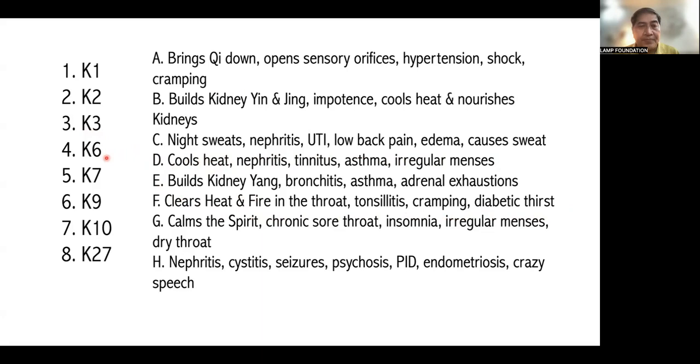Kidney 6 po is letter G. Sore throat, chronic sore throat. Comes the spirit, insomnia, irregular menses, dry throat. Okay, yes. Number 5, kidney 7 po.